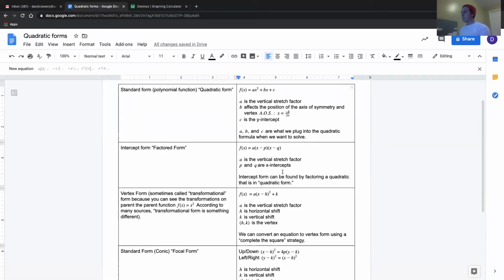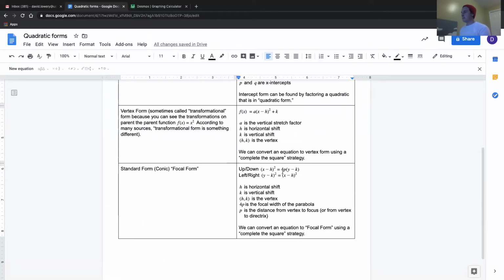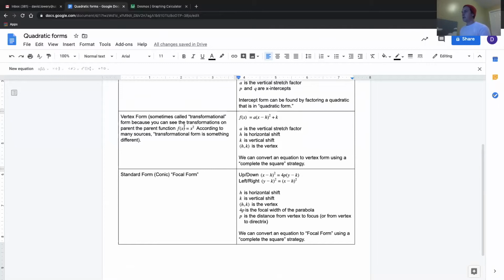Now this one we saw a little bit ago. It was a while ago. We actually kind of talked about this closer to where we talked about transformations. This is called vertex form.